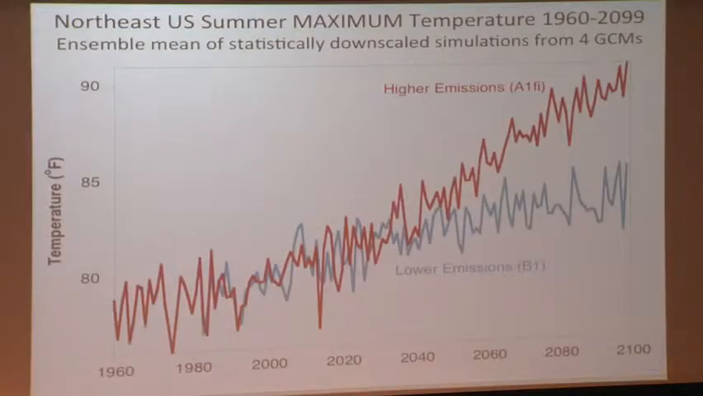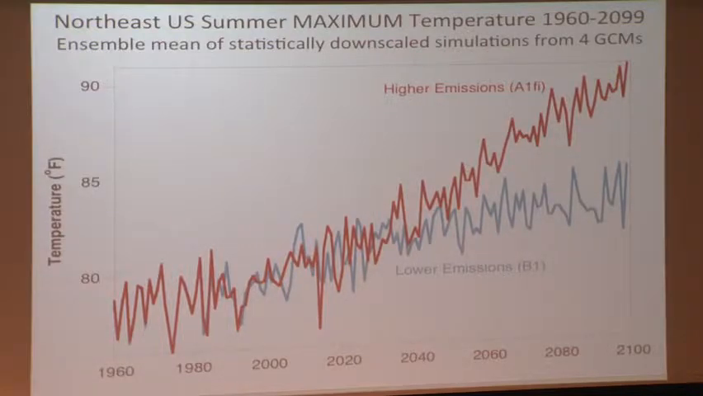All right, so how is our temperature going to change? Here we're looking particularly at summer maximum temperature. We've already heard the importance of that. This isn't the highest temperature in summer. This is average maximum temperatures during the summer, so 3 months during the summer. A couple of points that are really important here: the high emission scenario in red and the low emission scenario in blue.